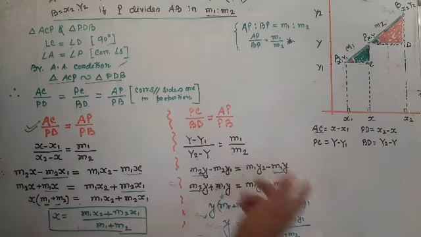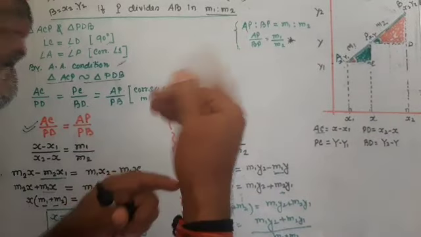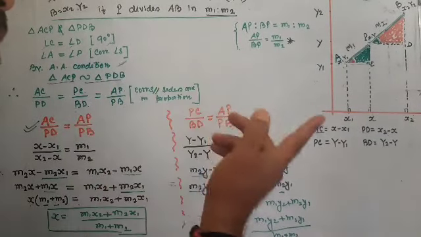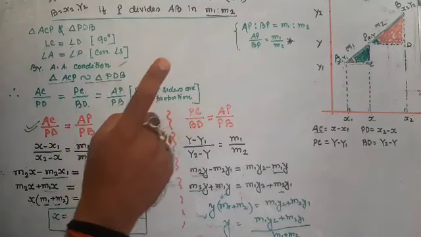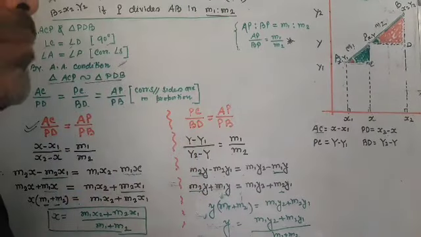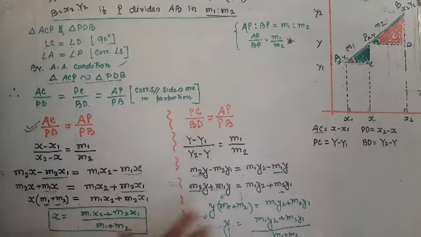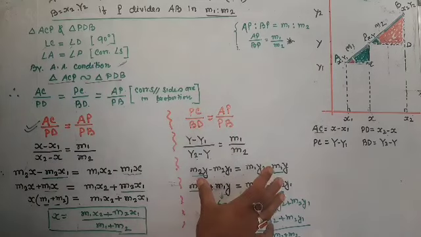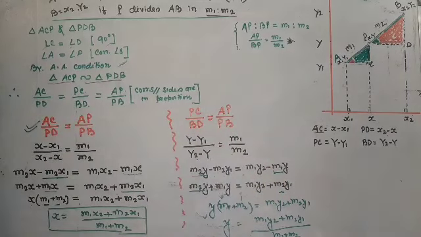And for y, same thing. If you take M1, then y2. So M1y2 plus M2y1 by M1 plus M2. So these are the formulas for section, that is known as the section formula.